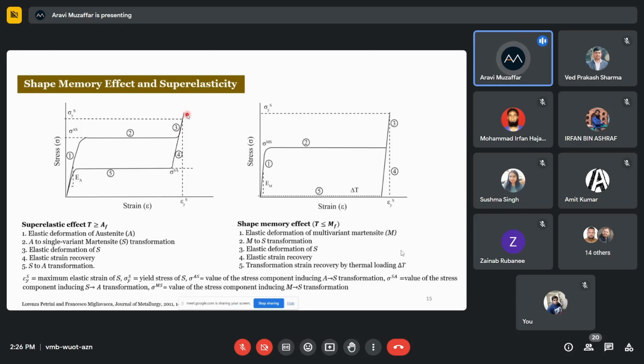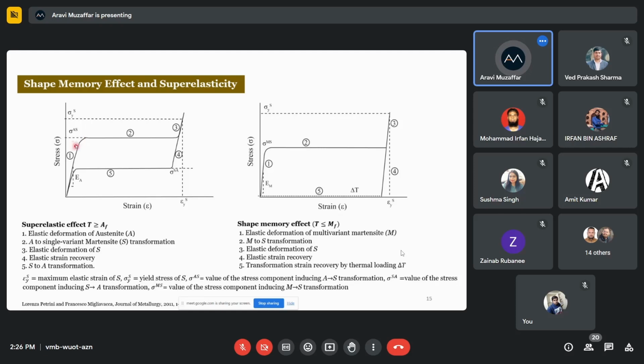At this point, if we unload the material, there is elastic strain recovery, and then there is again a transformation of martensite back to austenite, in the lower plateau zone, where the martensite that was formed is converted back to austenite. Finally, you have elastic recovery of austenite. So this is a very characteristic curve, and we need to understand and see the stresses which are important for the transformation of one phase to another phase.